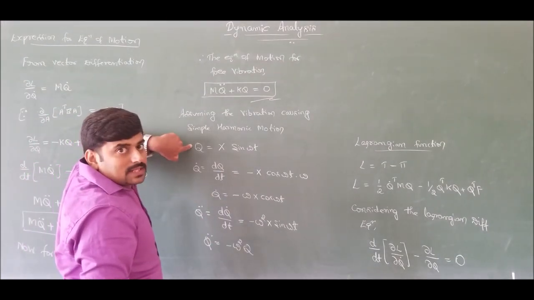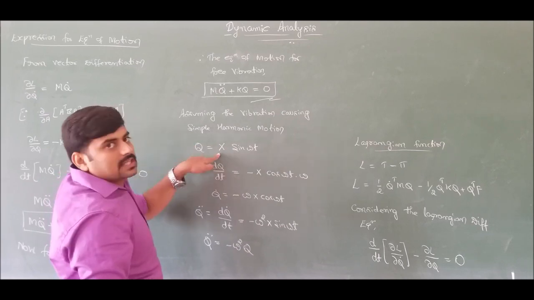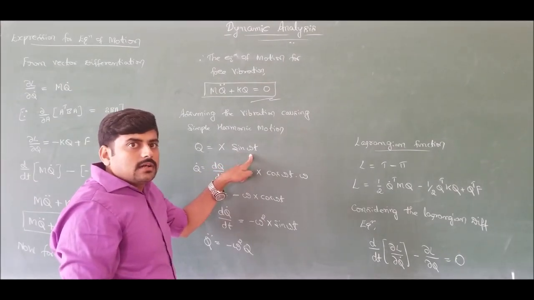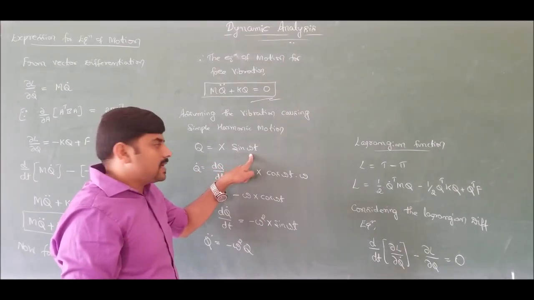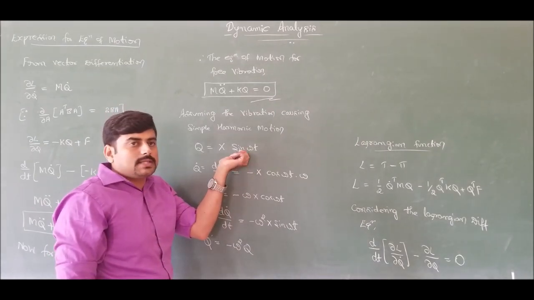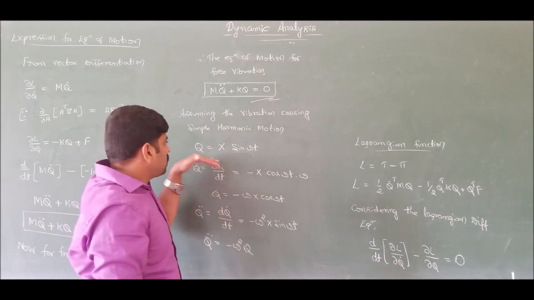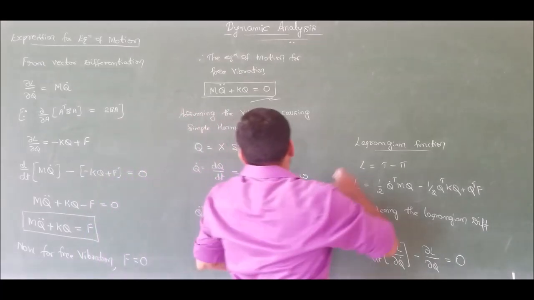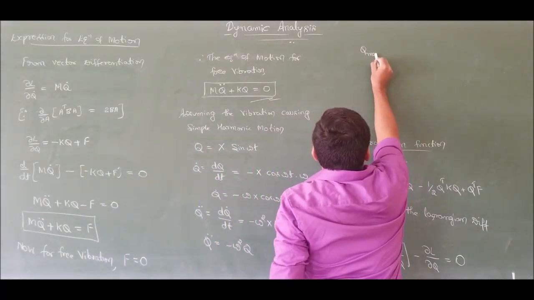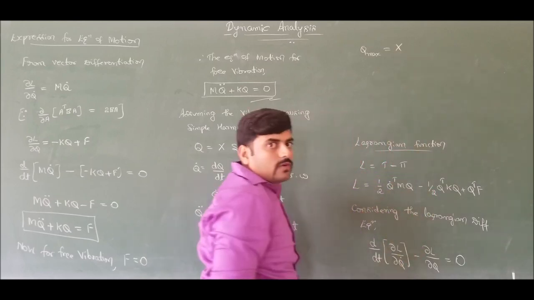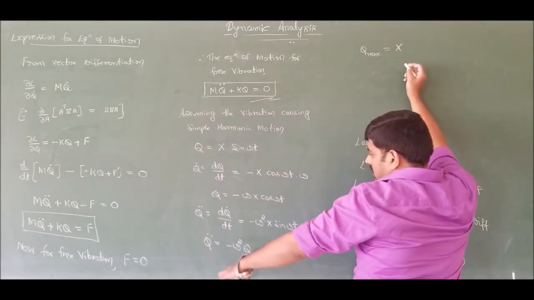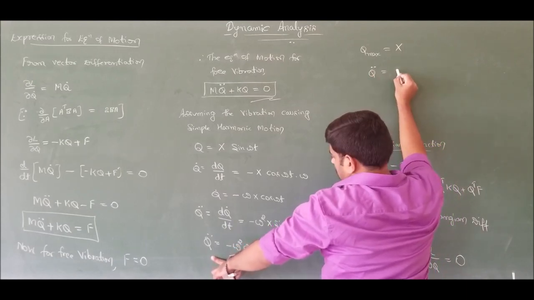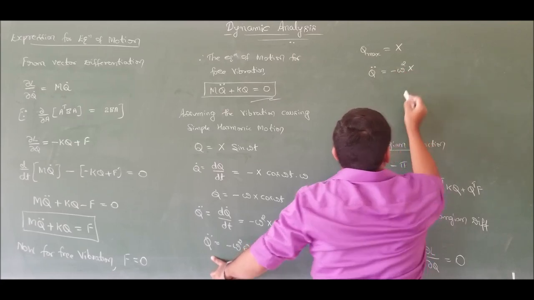Now, the maximum displacement is equal to the amplitude itself, because the maximum value of the sine function is 1. So therefore, the maximum displacement, that is q max, is nothing but the amplitude of vibration. Using this, I will get the maximum acceleration as minus omega square times the amplitude of vibration.